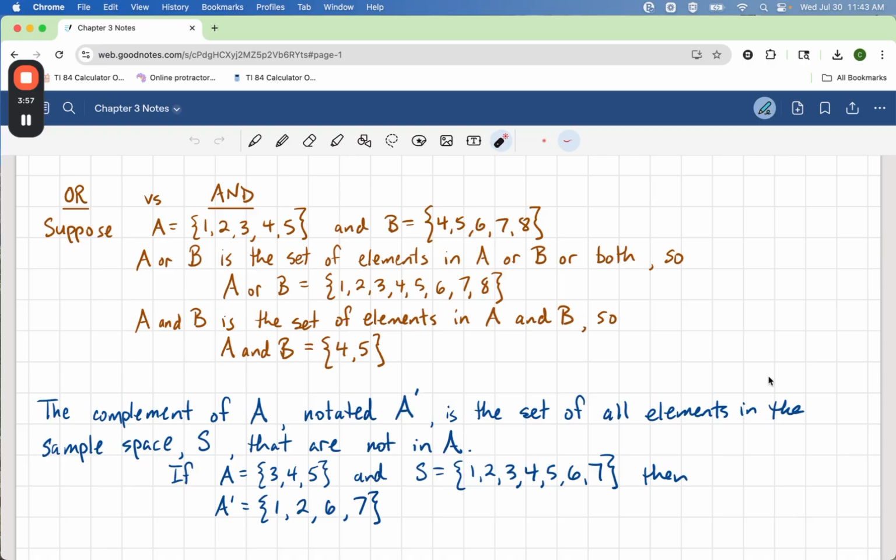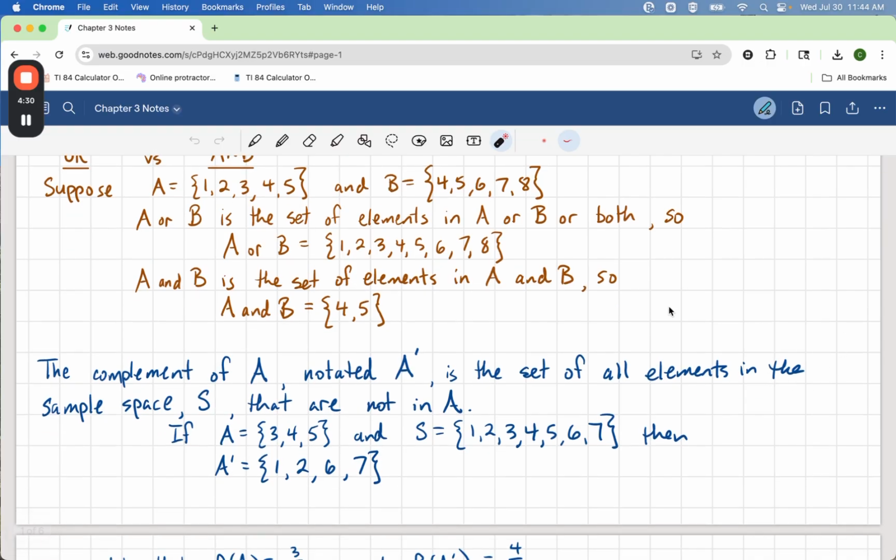The complement of A, notated with a little hash mark up above, we call that A prime, is the set of all elements in the sample space S that are not in A. So for example, if I give you that set A is 3, 4, 5, and the sample space is 1, 2, 3, 4, 5, 6, 7, then A complement is going to be everything that's in S that is not in A. So the 1, the 2, the 6, and the 7.